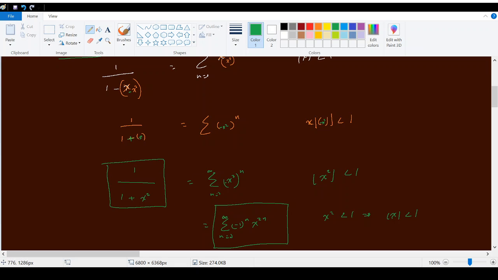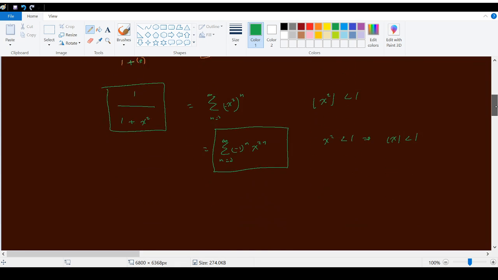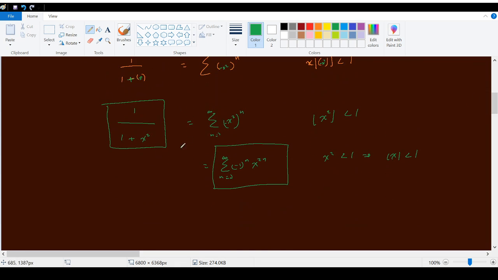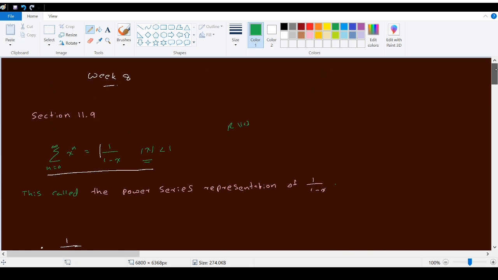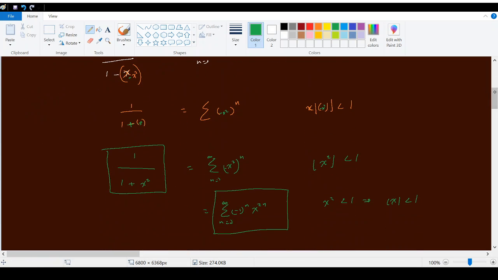So this is how we extract some power series representations for different functions out of this main equation, right? And in the next few videos also we will go over some more examples of this nature.